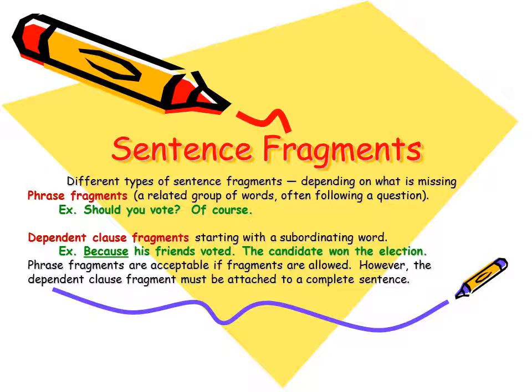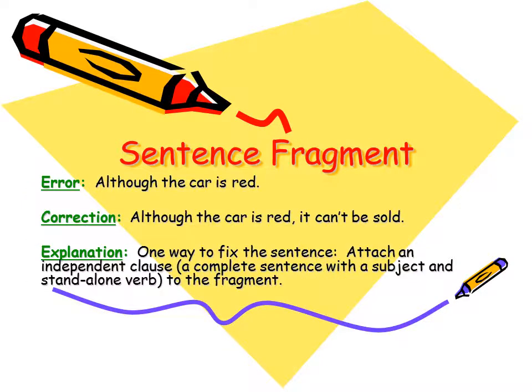There's the dependent clause fragment. Because his friends voted, period, the candidate won the election. So you can easily just combine that. Voted, comma, the candidate. Now the sentence fragment with the car in it, although the car is red, comma, it can't be sold. Usually when you have these phrase fragments, you just look and see, does it go with the sentence before or the sentence after?